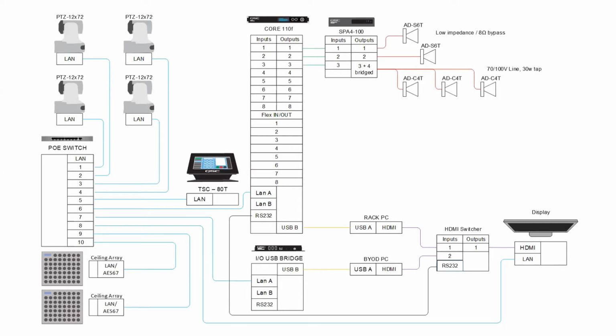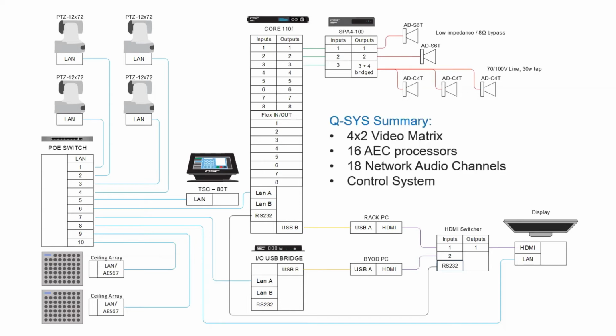In this installation, we'll use all 16 channels of echo cancellation, as we need one echo canceller per microphone. And we've got 18 audio channels, one in and one out from the bridge for your laptop. Fortunately, we've got 128 channels available, so that's not an issue for us. In this instance, we've changed the control of the display over LAN, so you can control that.